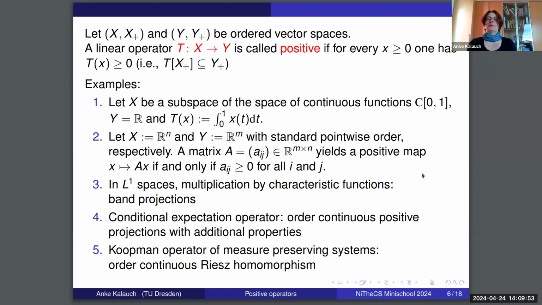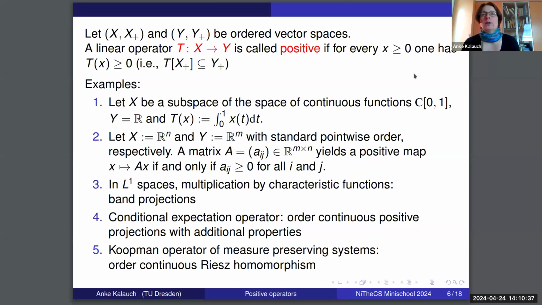Now let's come to operators. So assume we have 2 of these ordered vector spaces, X with a cone X plus and Y with a cone Y plus. And we deal with linear operators from X to Y. An operator T is called positive if for every element in the cone, the image is in the cone as well. So for x greater or equal 0, we obtain Tx greater or equal 0. In other words, T maps the cone X plus into the cone Y plus. These operators we call positive.